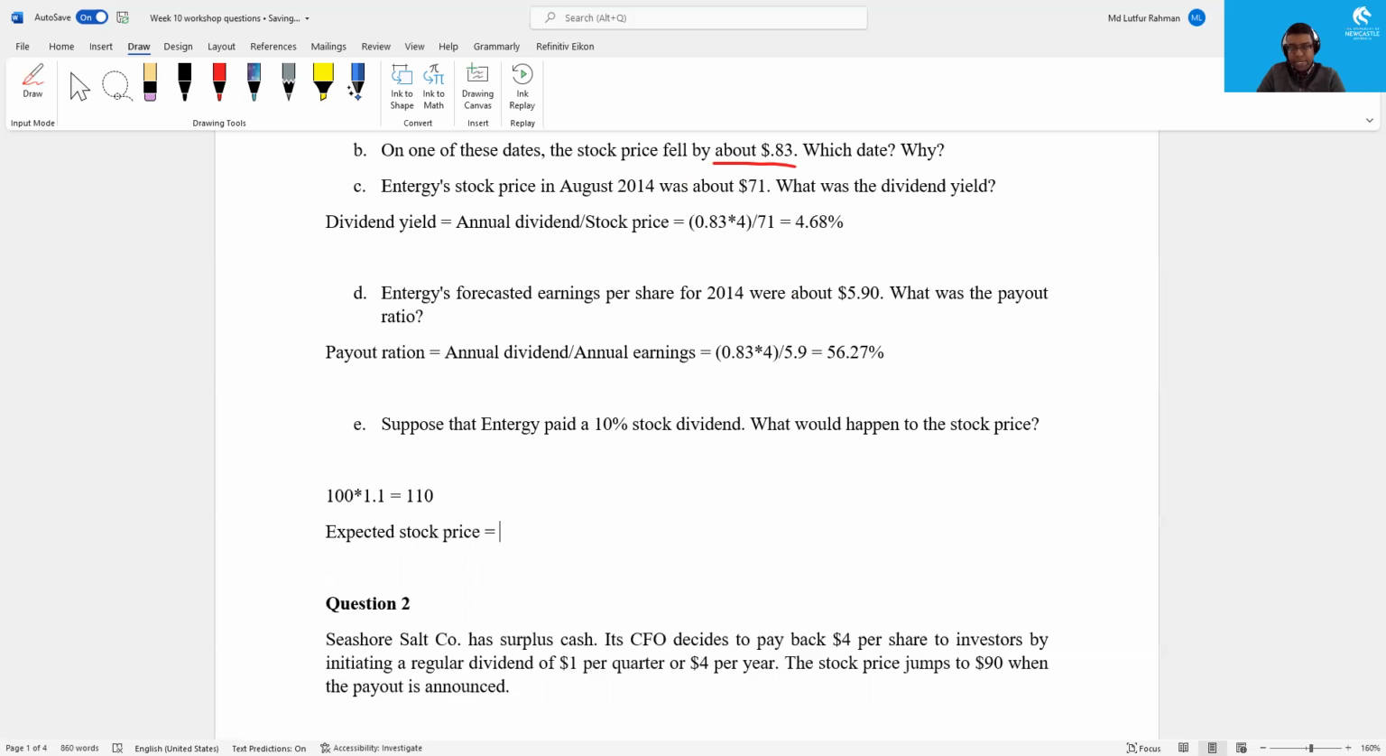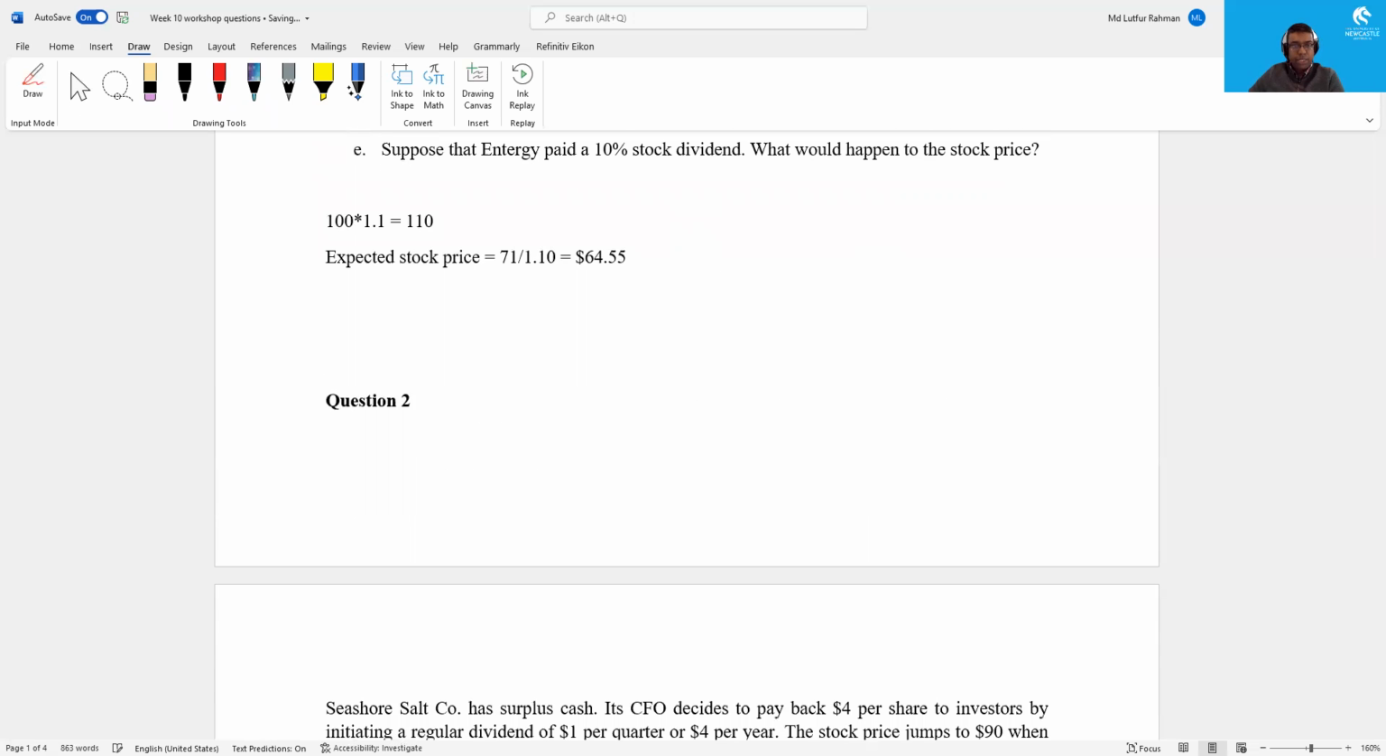Expected stock price is $71, which is the current price, divided by 1.1, given the stock dividend rate of 10%, and it is 64.55, right? So after the stock dividend is paid, the stock price will decline to $64.55. Okay. Let's go to the next question.